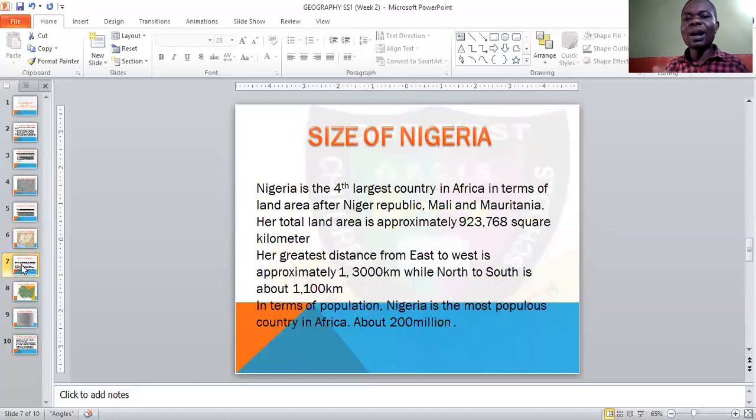Then we look at the size of Nigeria. How big is Nigeria, or how small is Nigeria? Nigeria is the fourth largest country in West Africa in terms of land, not population. When you want to talk about population, Nigeria is the most populous country in Africa. Nigeria has a very high population, but in terms of land area, we are fourth in position. That is after the Niger Republic, Mali, and Mauritania.